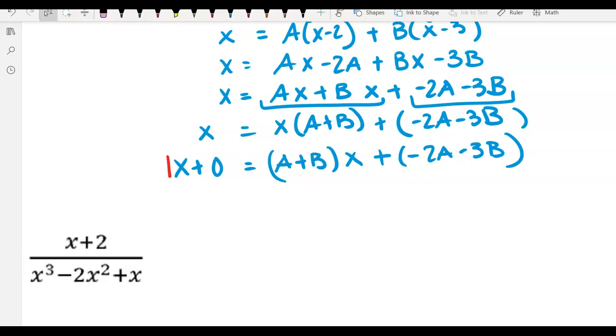We have something x over here. We have something x over here. They both have an x. We have something of a constant, and this is a constant because there's no x. Would you agree? Because this is an x, this is an x. This has to equal to that. And this then has to equal to that. And that's how manipulation of mathematics is.